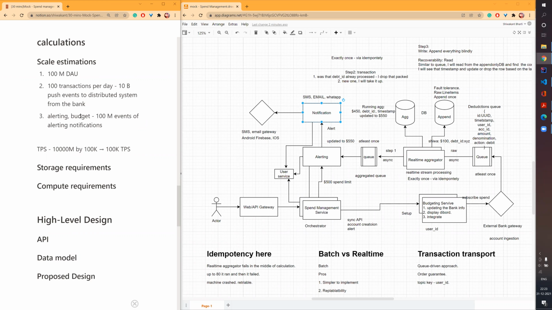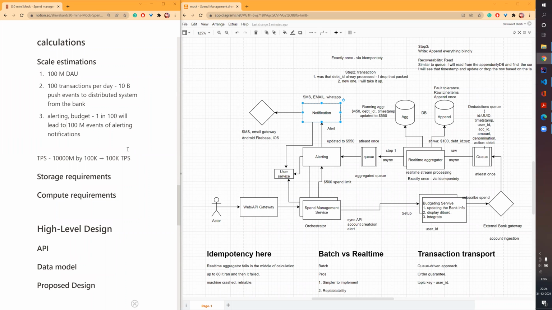We'll have to set alerting budgeting of the 100 million events. Why did I estimate that way? 100 million events of the alerting notification will happen, because not all these aggregate raw events will lead to aggregation breach, right? So here I'm saying that maybe 1 in 100 will lead to alerts.